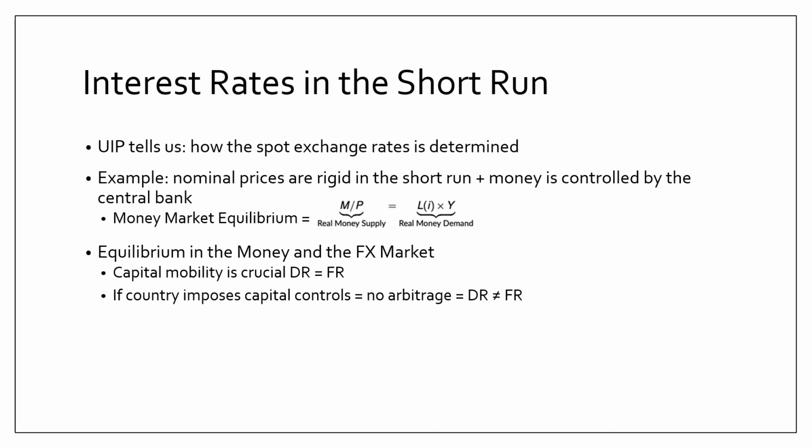FX market and money market equilibrium. Capital mobility is crucial. Only with arbitrage on the FX market will UIP hold. In this case, DR equals FR. If a country imposes capital controls, there is no arbitrage, and DR unequals FR might persist for some time.